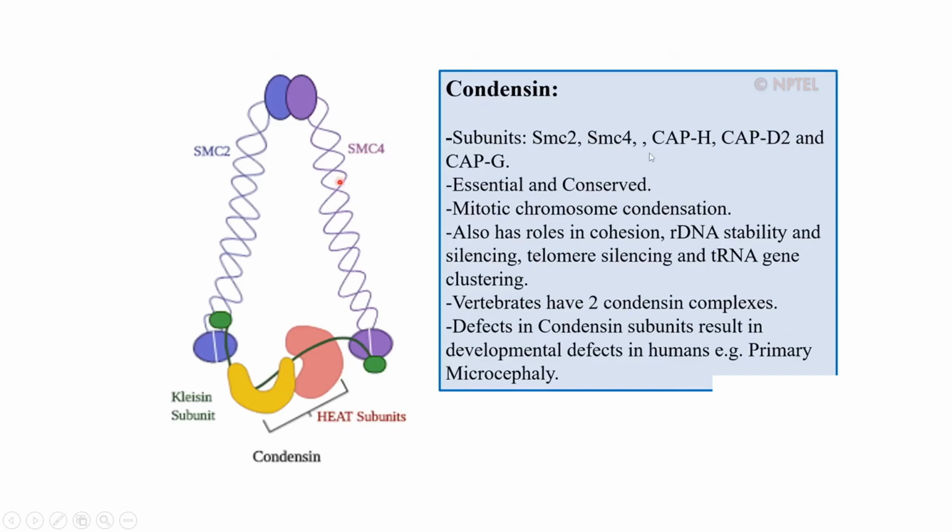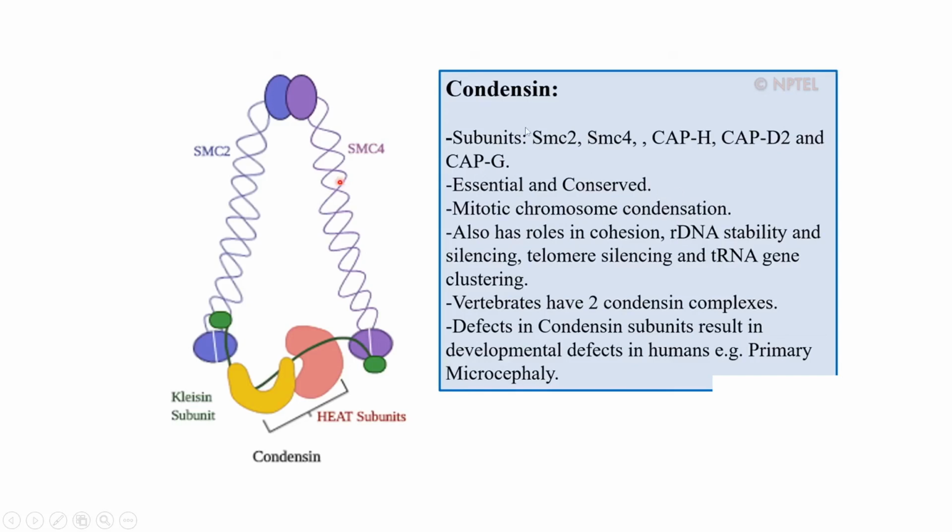Apart from cohesin, there is also condensin, which contains SMC 4. In cohesin there was 1, 3; in condensin there is 2, 4. The non-SMC subunits are CAP-H, CAP-D2, and CAP-G. These are also essential and conserved, and they help in the condensation process. Cohesin helps in the cohesion between the two sister chromatids, whereas condensin helps in the condensation of a single chromosome molecule. Both roles are different.